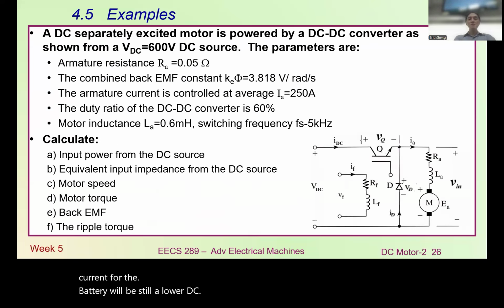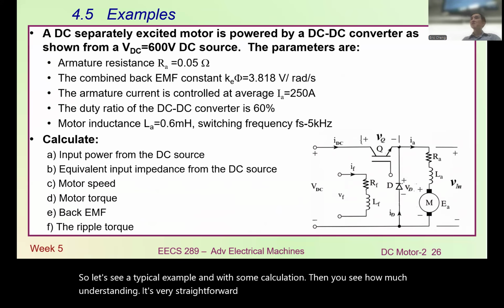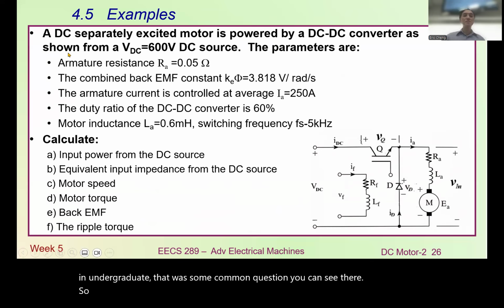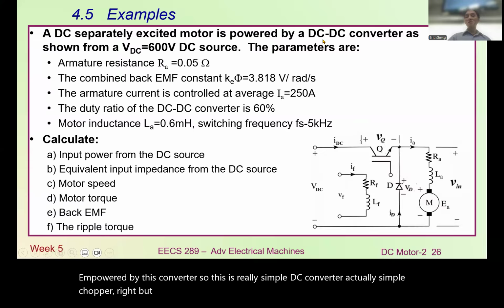So let's see a typical example with some calculation, then you see how much you understand. It's very straightforward anyway. If you did the DC motor in the past, in undergraduate, that was a common question. So we have a separately excited DC motor powered by a DC converter. This is a really simple DC converter, actually a simple chopper, but we can still call it a DC to DC converter. The input side voltage from the DC source, VDC, equals 600 volt.